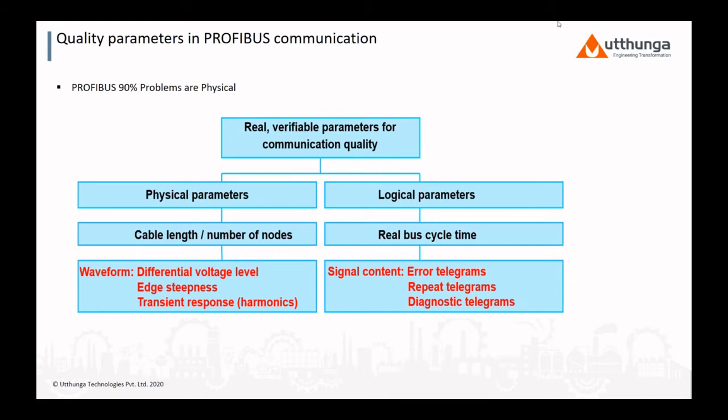But physical parameters are always related to the logical parameters. For example, if you don't follow proper shielding in your network, this will affect logical issues in the network. Because if you don't do shielding as per standard, then what happens? Your leakage current will increase in the network. Leakage current means a lot of noise will come into the network. This will increase the reflections. Then the reflections will affect the data transmission. So gradually it will lead to intermittent failures and logical errors.